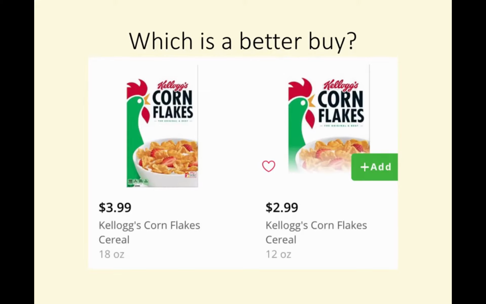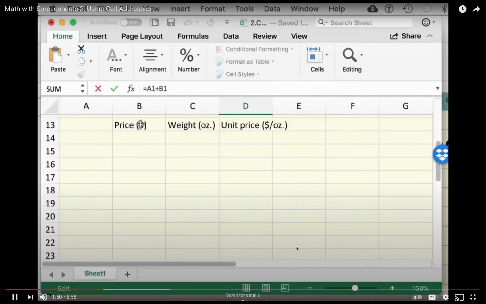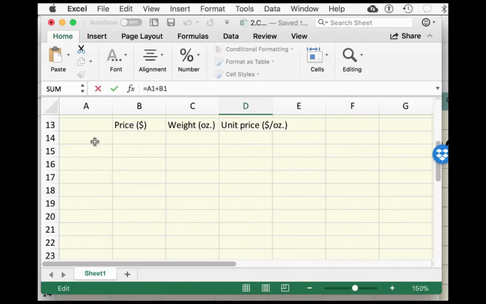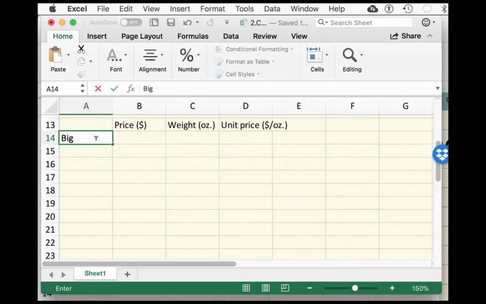We can take a look at how they have it done here. So one box, the big box is $3.99, 18 ounces. The smaller box is $3 for 12 ounces, $2.99 to be specific. Okay, so we can type in headings all you want. That part I'm not too concerned about. But yes, it can be quite helpful to get yourself organized, and you can put the units in and everything. You can always abbreviate if the abbreviations make sense to you, or maybe to me, that's fine too.